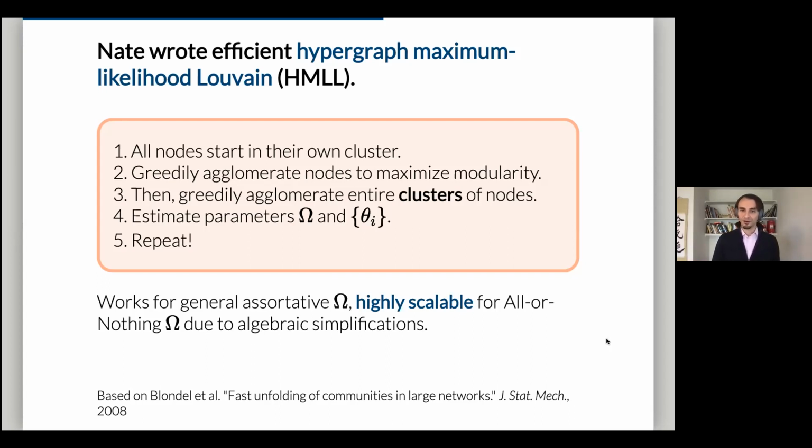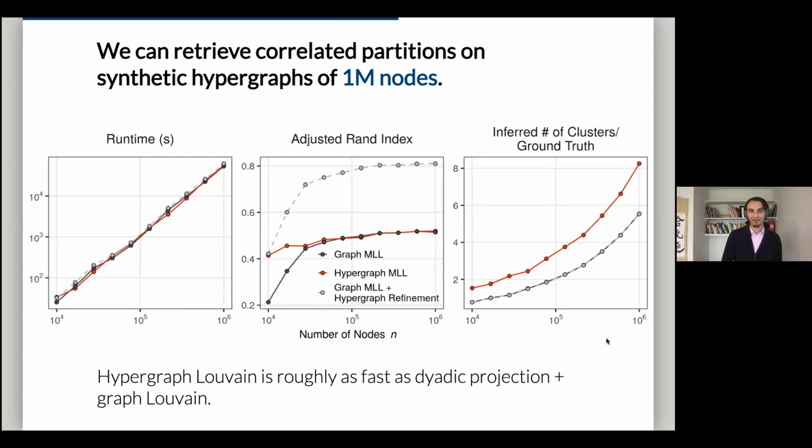You can do this for any assortative omega, so any omega function that encourages edges that are relatively more homogeneous. However, the math simplifications imply that you can do this for very large instances using the all or nothing omega due to some algebraic simplifications. So using Nate's fast all or nothing hypergraph Louvain code, we can actually retrieve correlated partitions on synthetic hypergraphs in a pretty difficult clustering regime. On hypergraphs of 1 million nodes, so we can do pretty practical large instances this way.